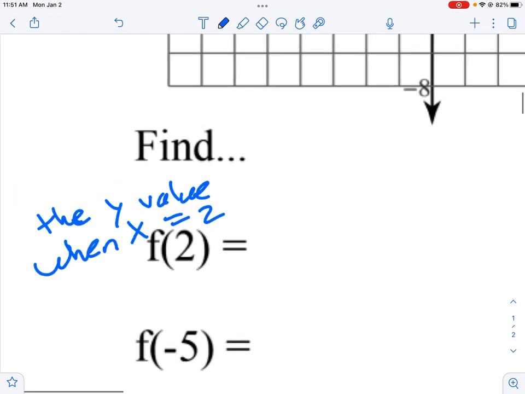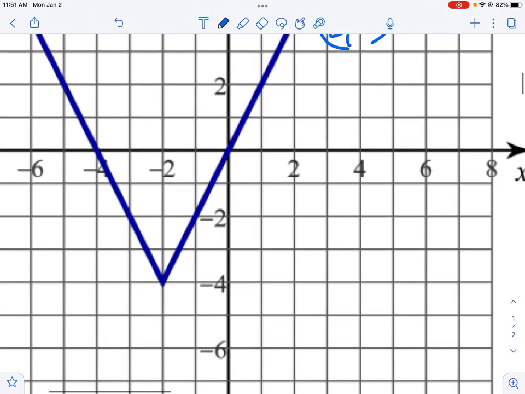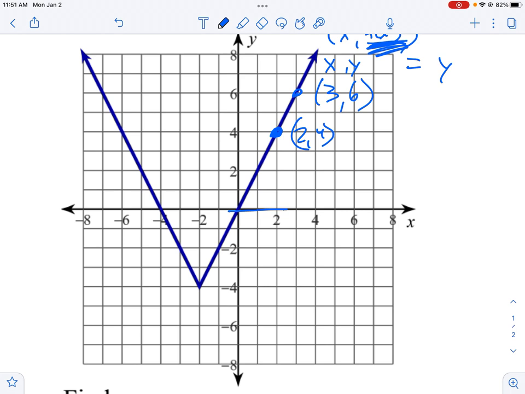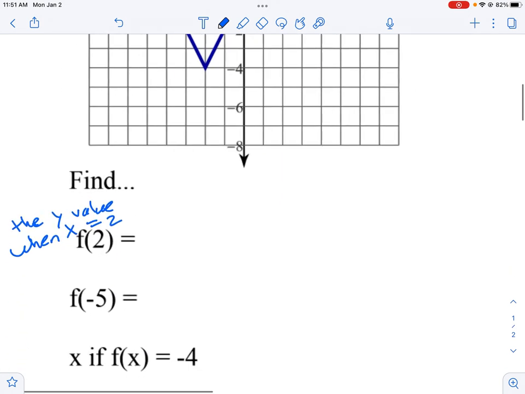So if I want to find f of 2, well, that means I got to go to my graph, go to where x is 2, because it told us the x is 2, and we have to go until we hit our function. So you go to 2, and then you go to your function, which is right here. Well, the function has a y value of 4, and so I'm going to put 4 there.